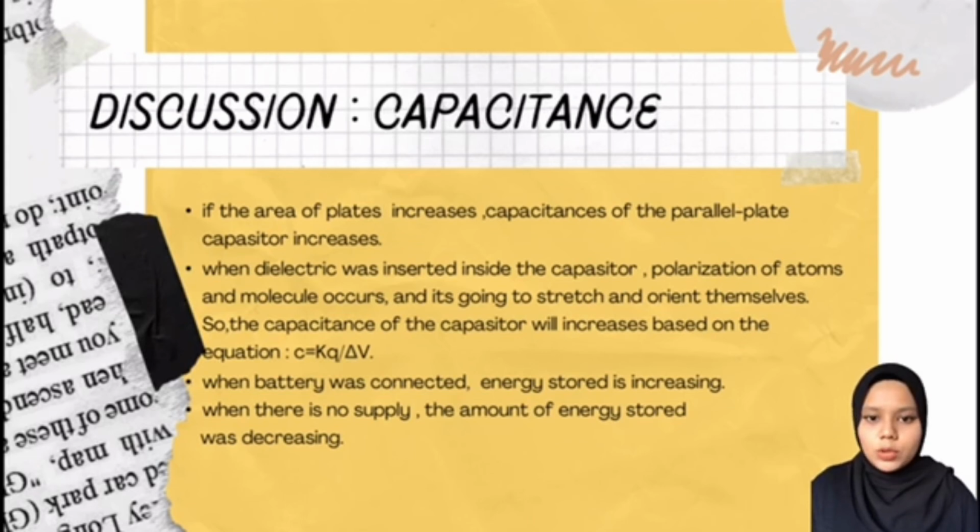polarization of atoms and molecules will occur and they will stretch and orient themselves. So the capacitance of the capacitor will increase based on the equation C equals kQ per delta V. Next, when the battery was connected, the energy stored is increasing because more work was done in order to move charge from lower to higher potential, while when there is no supply, the amount of energy stored was decreasing as less work was required to transport the charge.